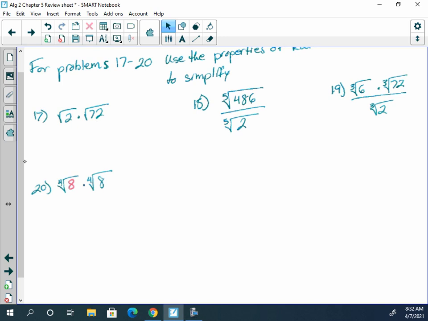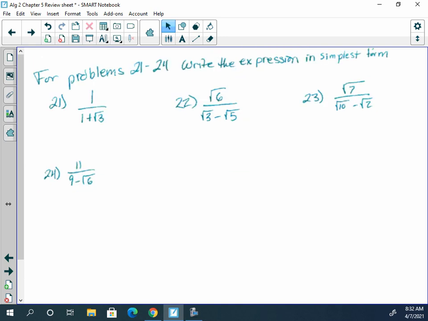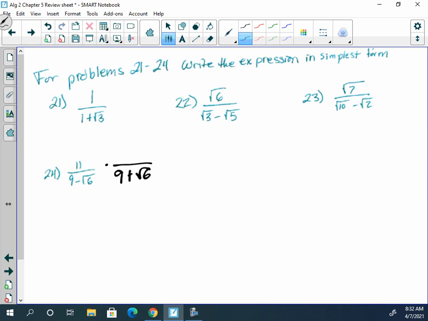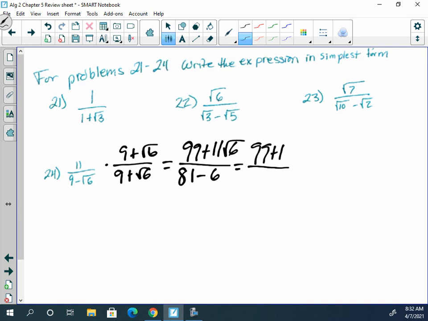These are properties to simplify. Most of the ones of these on the test are going to be ones you can type into the calculator, so we're not going to worry about too much of this here. These here, how can we solve these? The yellow calculator will do a lot of these for us. Because if we really wanted to solve them by hand, we'd have to multiply by the denominator's conjugate, which would be 9 plus the square root of 6, which would give us 99 plus 11 square root of 6 over 81 minus 6. We get 99 plus 11 square root of 6 all over 75. And we can plug these in, and I think we got the same thing.